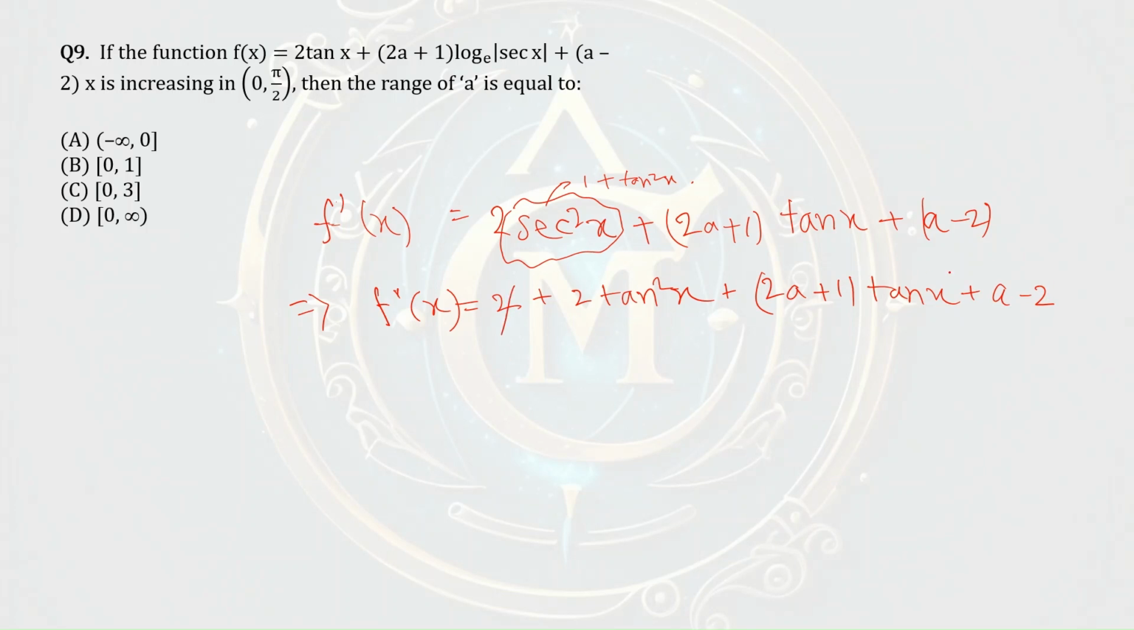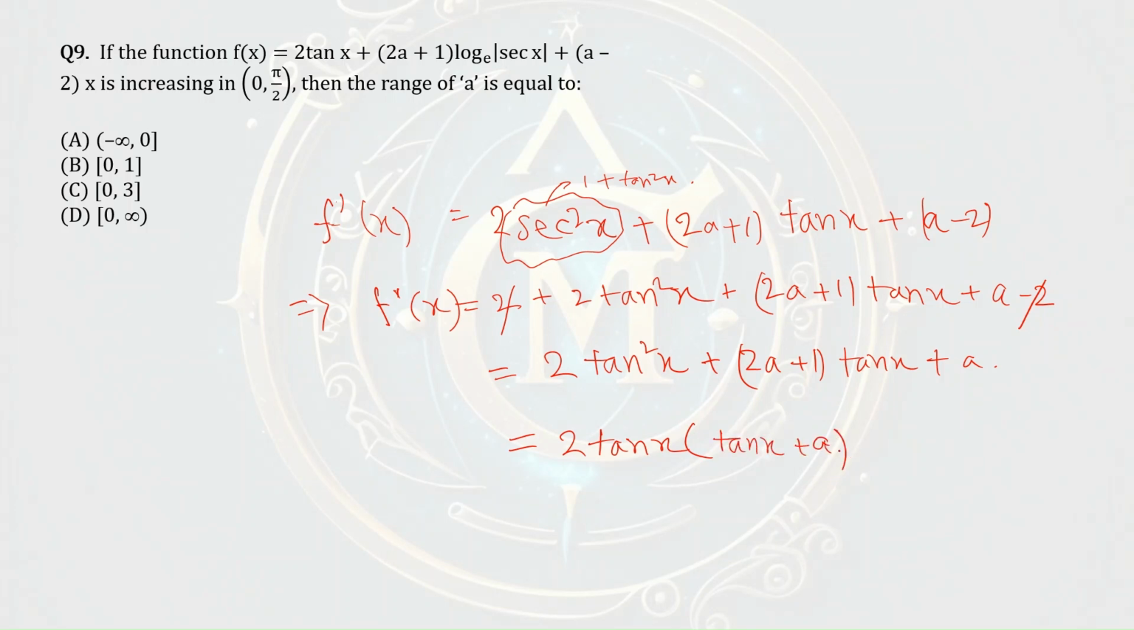So here 2 and minus 2 will get cancelled and we will be left with 2 tan square x plus 2a plus 1 times tan of x plus a. Now this whole expression can be written as 2 tan x as common, then tan x plus a plus tan x plus a.